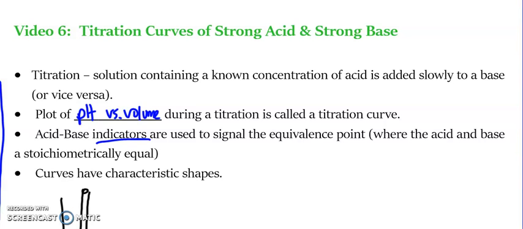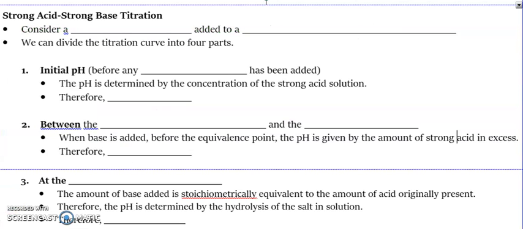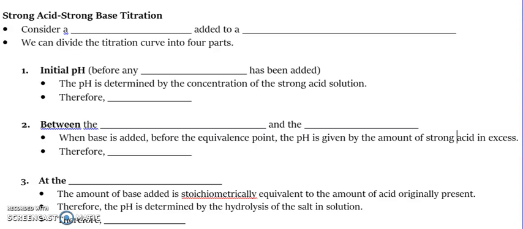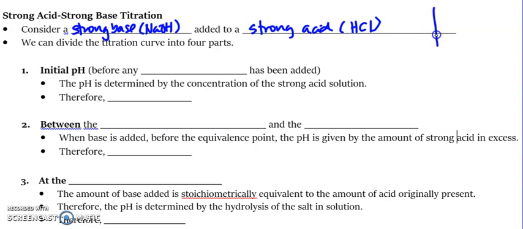So let's look at the different points on a titration curve. For our example, consider a strong base, let's use NaOH, added to a strong acid, we'll use HCl. That means in our burette is our base, NaOH in this case, and in our flask will be our acid, HCl, plus our indicator.